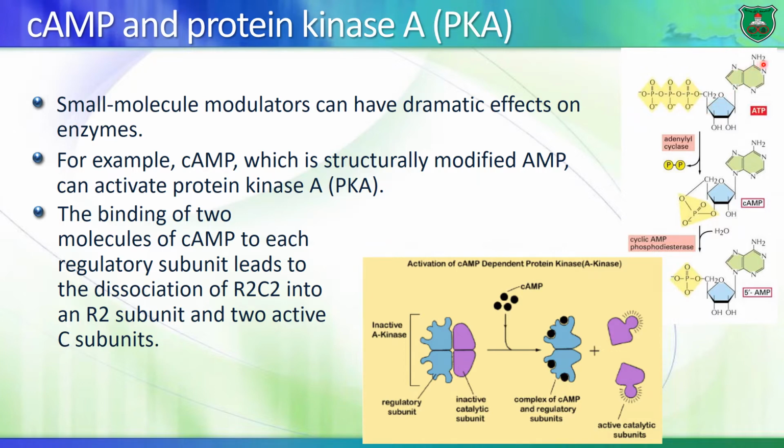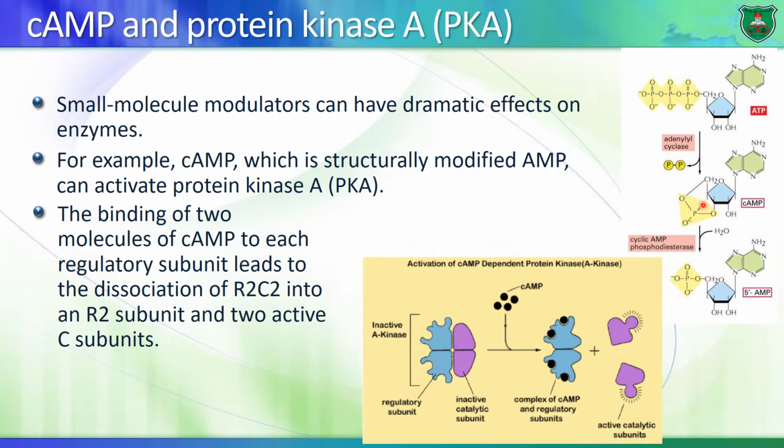Right here we have the adenine nitrogenous base, a ribose sugar, and 3 phosphates. The adenine and ribose constitute adenosine, and with the phosphates, adenosine triphosphate. Now this ATP is converted to cyclic AMP, because you have the formation of a cycle right here, by an enzyme known as adenylyl cyclase. Now this cyclic AMP influences the activity of protein kinase A.